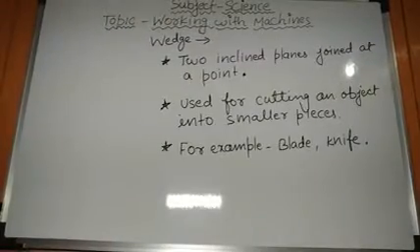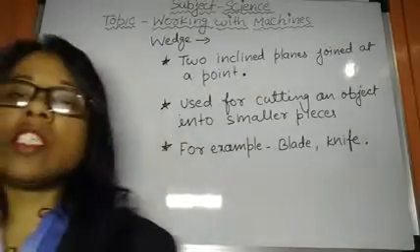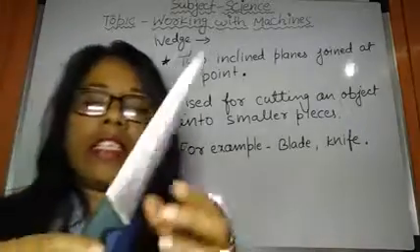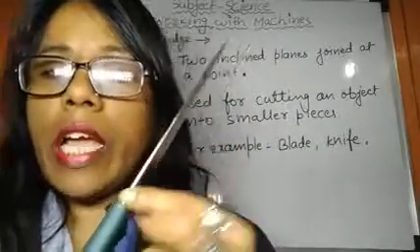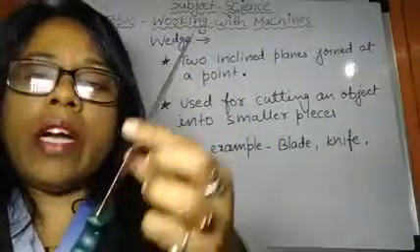The next one is wedge. Wedge has two inclined planes joined together at a point. Now see, this is the example of wedge. If you observe it carefully, you can see that this part is thick and the second part is thin.